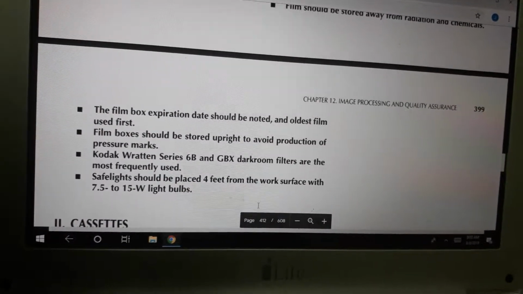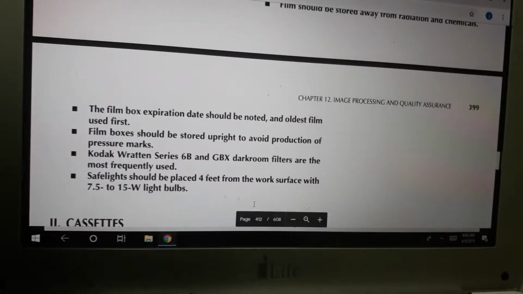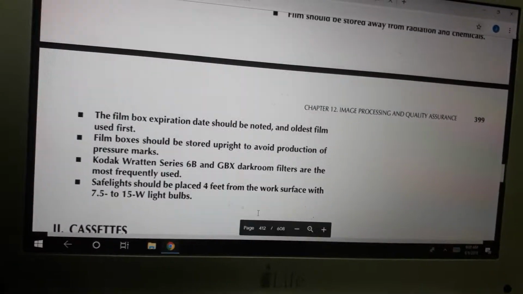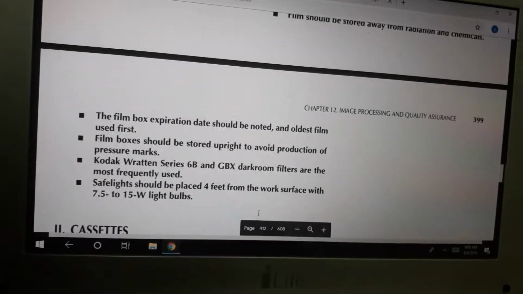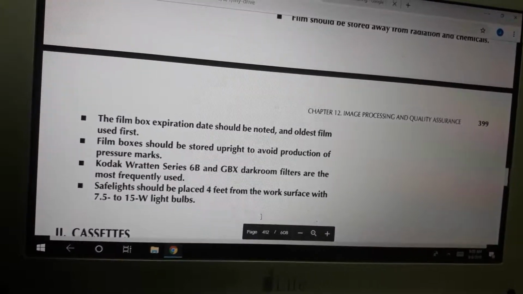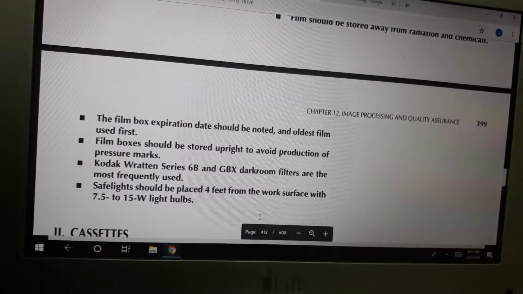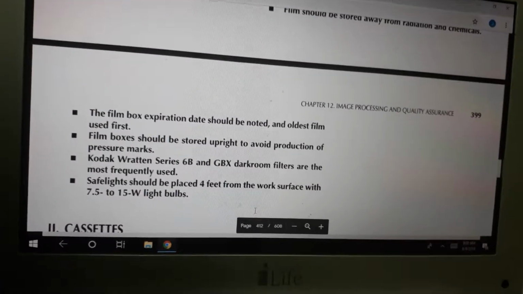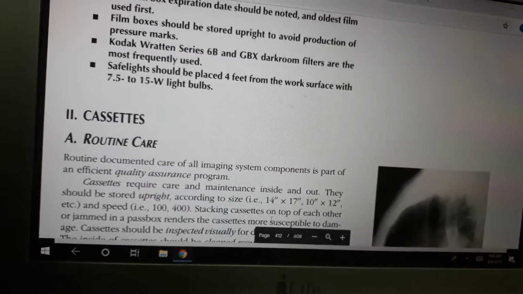The Kodak Wratten Series 6B and 6BX darkroom filters are the most frequently used. The safelight should be placed 4 feet from the work surface, with a 7.5 to 15 watt light bulb.